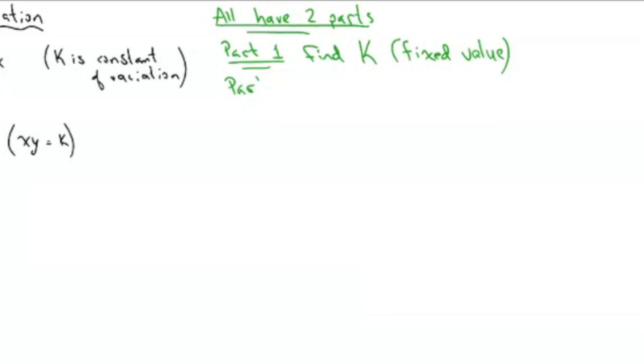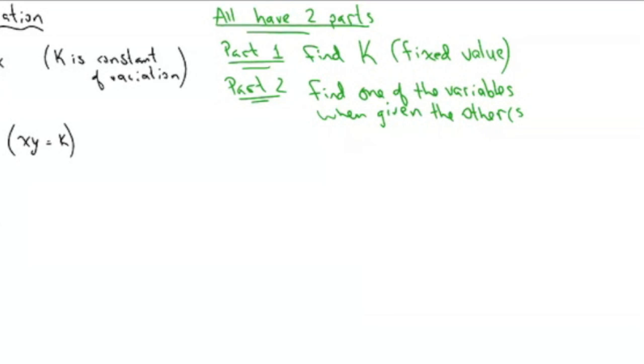Part 2, you generally find one of the variables when given the other or others, depending if we're talking about inverse, direct, or jointly. Oh, and you can do a mixture of these things too. You can have one variable doing a direct variation along with another variable that's inversely related to it. We'll get to those eventually. But they all break down into 2 parts. Find that k value, then find one of the variables given the second one.